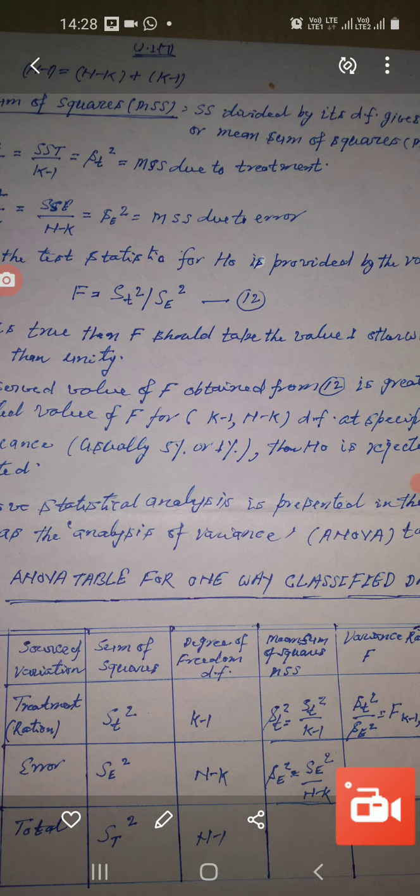Now the sources of variation are treatments, varieties, and then error and total. The sums of squares are St square, sum of square due to treatment, Sb square, sum of square due to varieties, and Se square, sum of square due to error. And in the last, capital ST square, the total sum of squares.